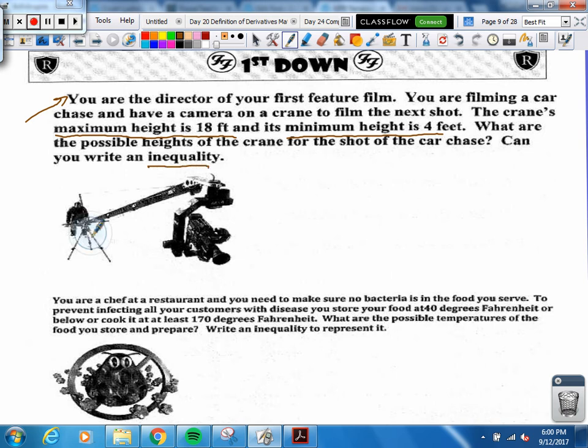Okay, so here's our crane right here. No problem. So the first thing, it says a maximum height of 18 feet. So that's x is less than or equal to 18. This is the max. It can't go above the max. It can't be 20 feet. It's got to be 18 or below.